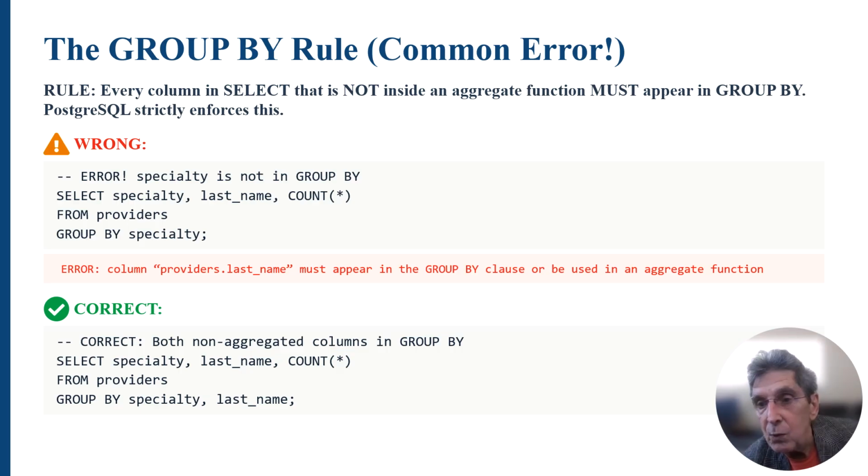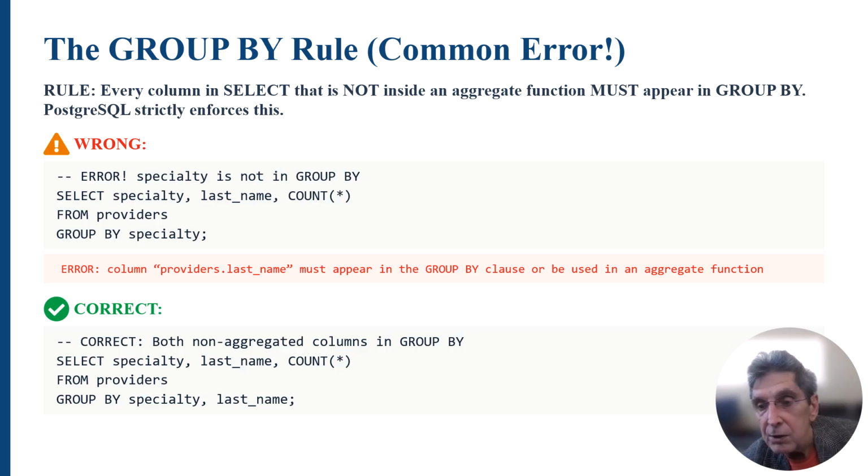Postgres does not know what to do with the last name because it's not being aggregated and it's not in the group by. You have to think of it this way. If you group by specialty and there are 5 doctors in internal medicine, which last name should Postgres display? It cannot pick one, so it's going to throw you an error. The error message is very descriptive. Column providers.lastname must appear in the group by clause or be used in the aggregate function.